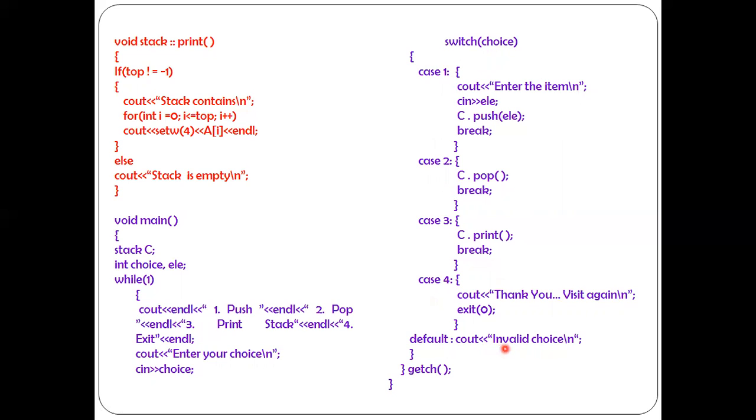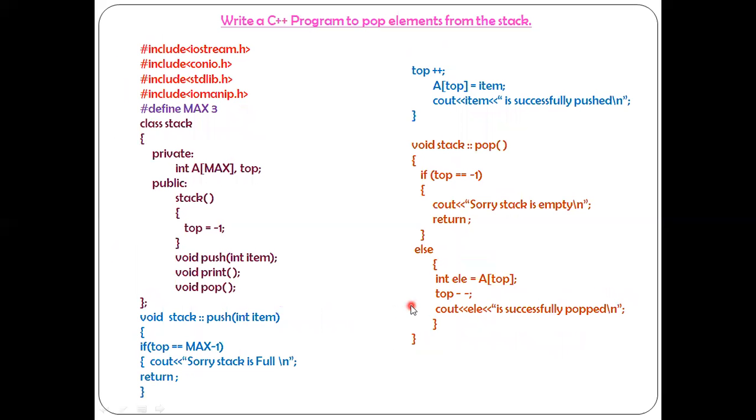Cout stream insertion within the double quotation, invalid choice. So you have inputted a number 7. 7 is not a case. 7 is a number that is not present in this. Okay. So we have only 4 cases, case 1, case 2, case 3, and case 4. So if you input a number apart from 1 to 4, you are going to get the message invalid choice, double quotation close, end with the semicolon. This flower bracket indicates the end of switch, this indicates the end of while, and the last flower bracket indicates the end of void main. This is the C++ program to perform push, pop, print, and exit, all 4 operations.